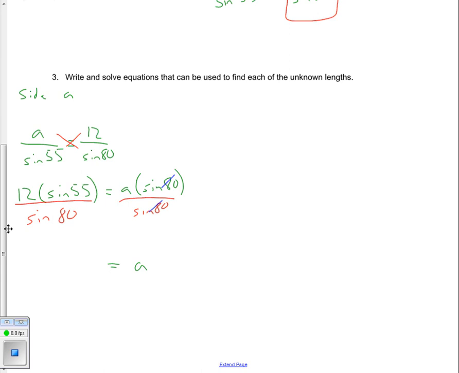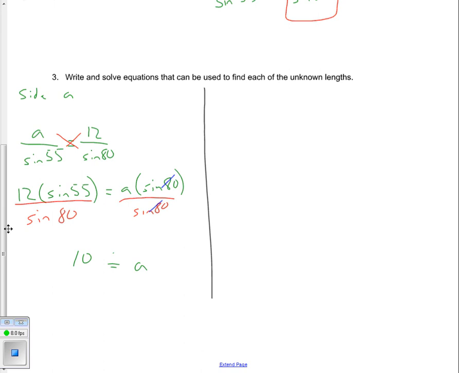So on my calculator, I'm going to calculate what's on the left-hand side of this equal sign. The left-hand side is 12 times sine of 55 degrees, all being divided by the sine of 80 degrees. When I punch that through on my calculator, that gives me approximately, I'm going to round that up to 10 centimeters. Okay, that allowed us to solve for side A.